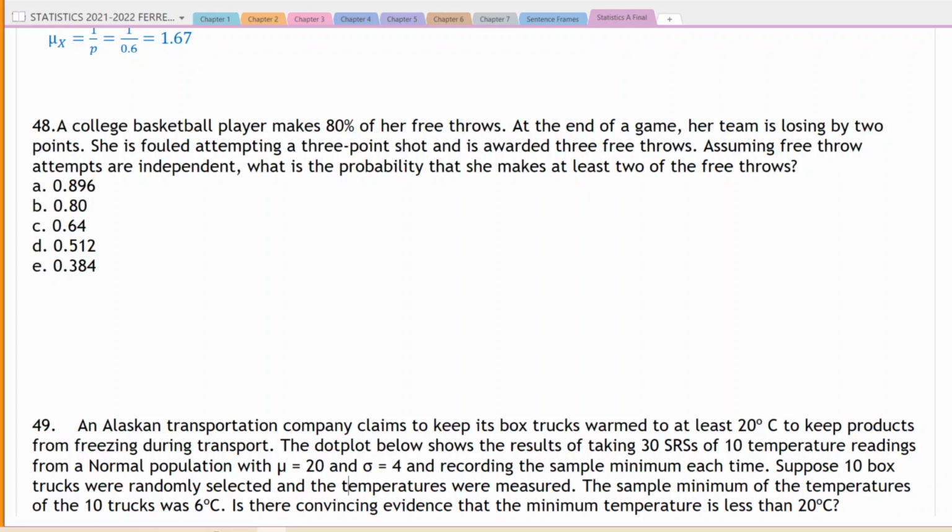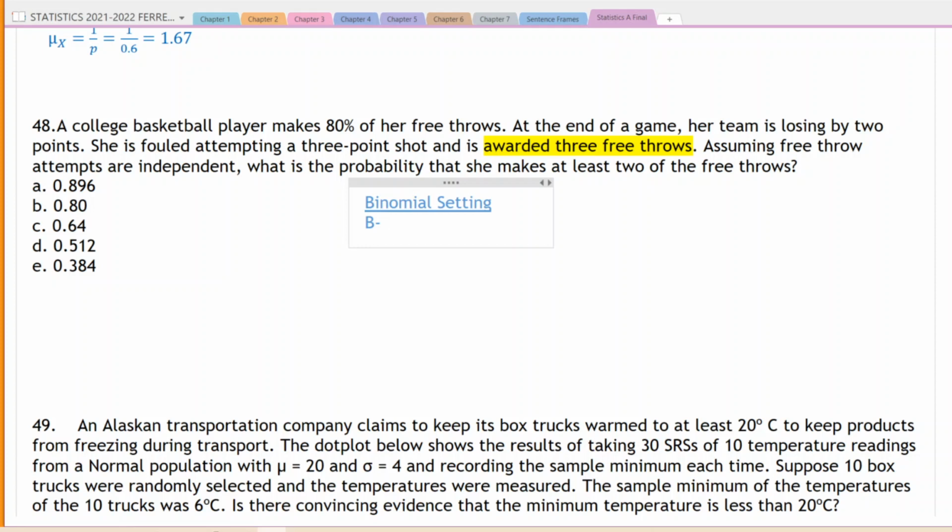Let's take a look. There are only 3 free throws. Let me highlight that. And the fact that she's going to do this experiment 3 times makes me think that this is a binomial distribution. So let's check and see if this is actually a binomial setting. The first thing to check is B.